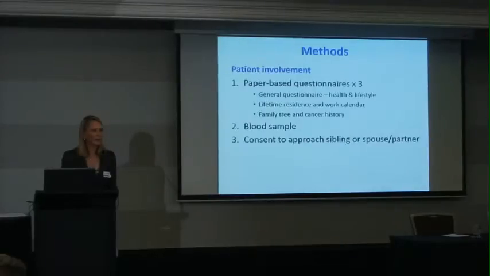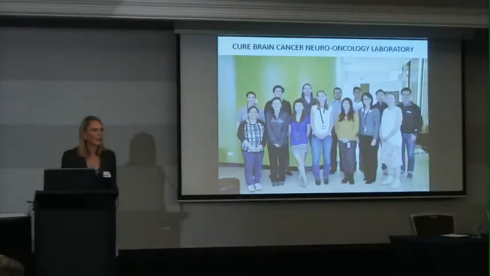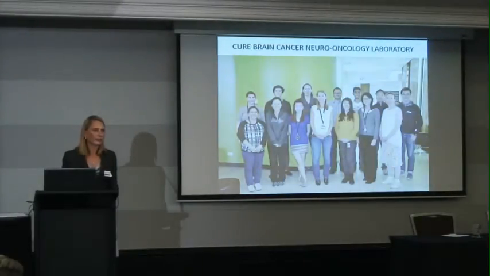And it's a paper-based questionnaire, and we make no apologies for the fact that it's huge. And that's because we don't know. It's an exploration study. We're trying to find the cause. So I'm glad it's big. We ask for a blood sample, and we're consenting to approach a sibling or a spousal partner. So the aim of the AGOG study is around about 800 patients and 800 normals, and we're about halfway there.